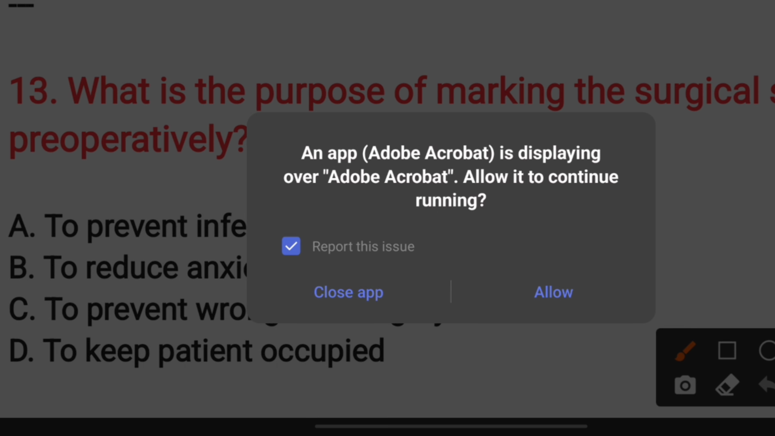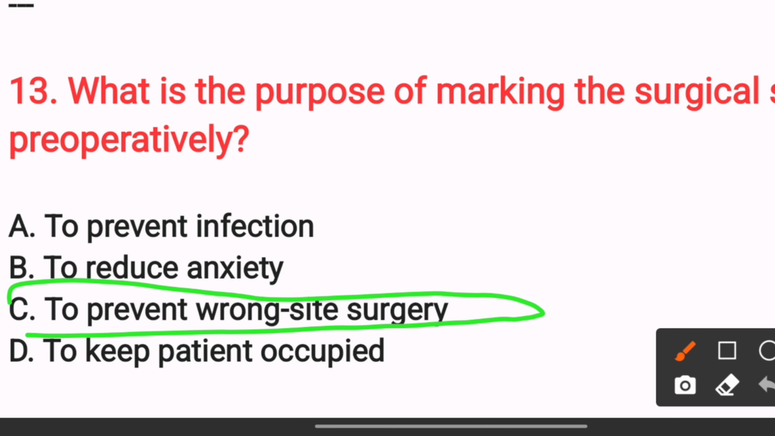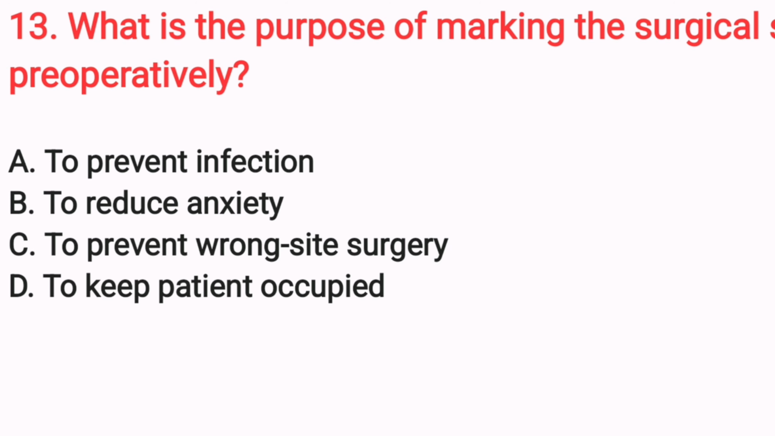To prevent the wrong site surgery. Option C is the correct answer. Site marking is a part of surgical safety protocol to prevent the wrong site procedure.